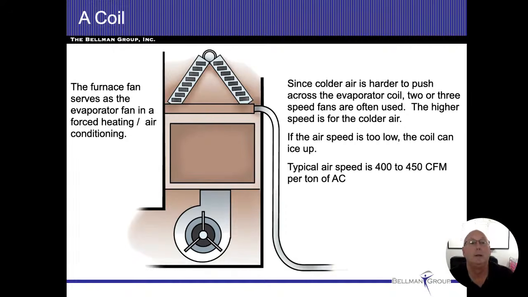The furnace serves as the fan. So the outside condensing cabinet, where it converts from a gas to a liquid, has a special fan strictly for that cabinet outside. Inside, however, we use the same circulation fan that we use to make heat in that house. So that's our blower fan coming across. Colder air is harder to push, that's a true statement. So most of the modern furnaces are going to have multi-speed fans on them. Sometimes 2 speeds, sometimes 3 speeds, sometimes variable speed.